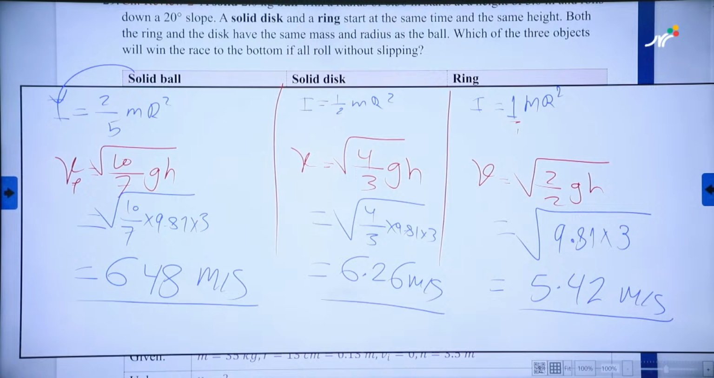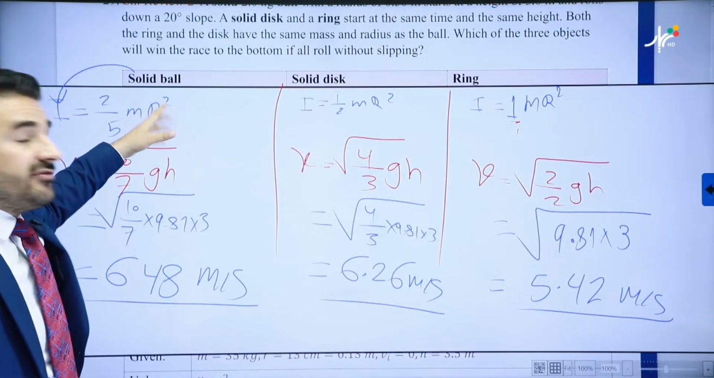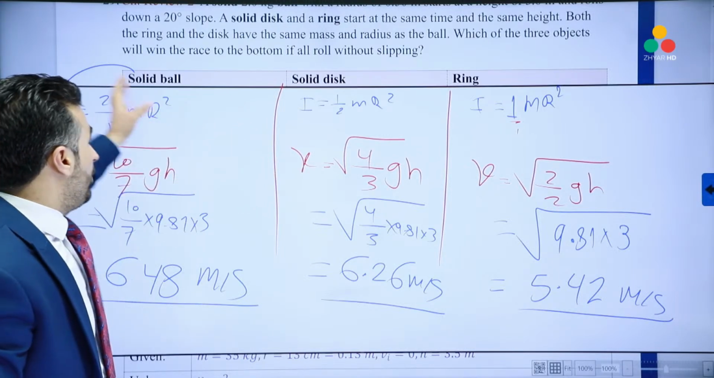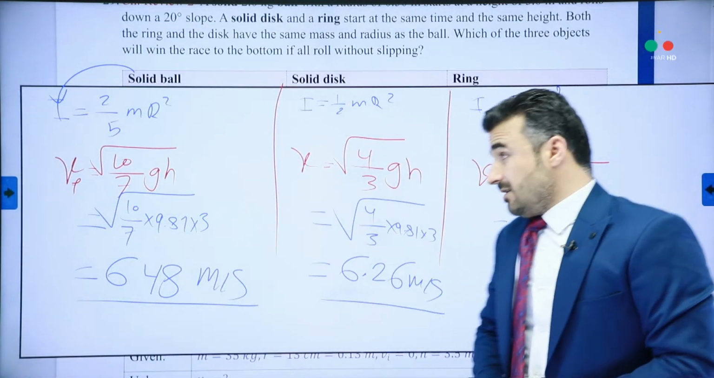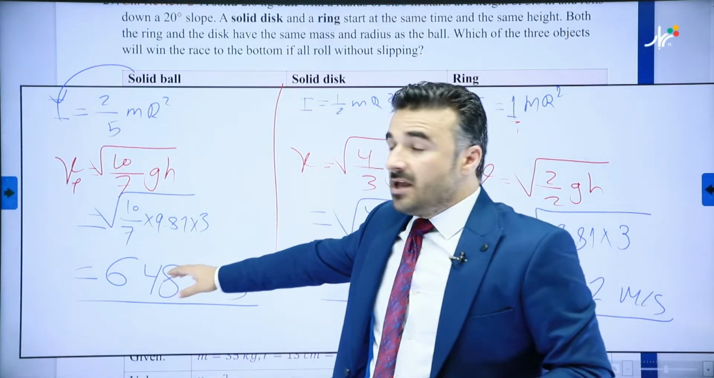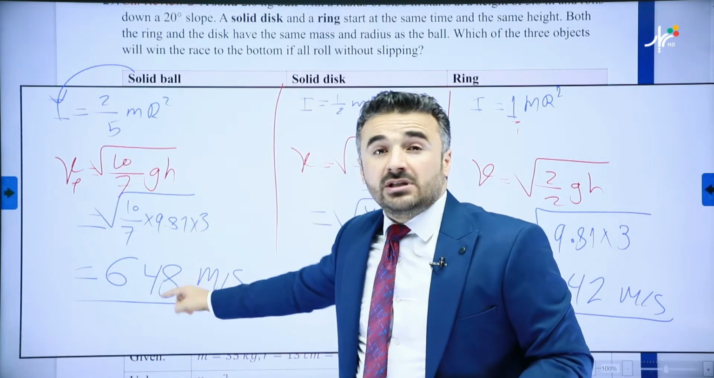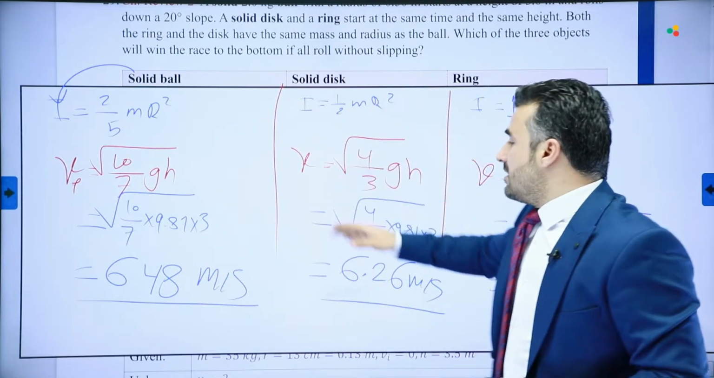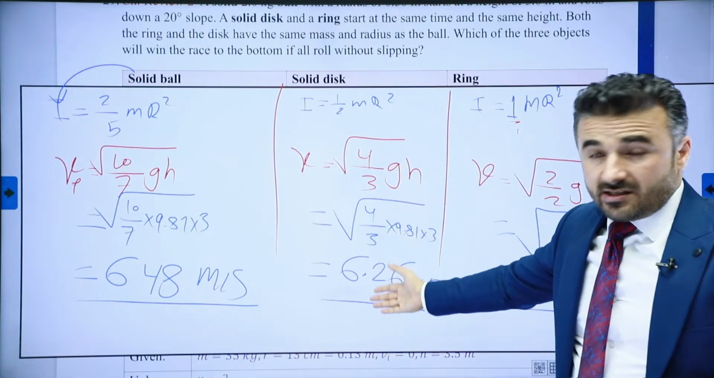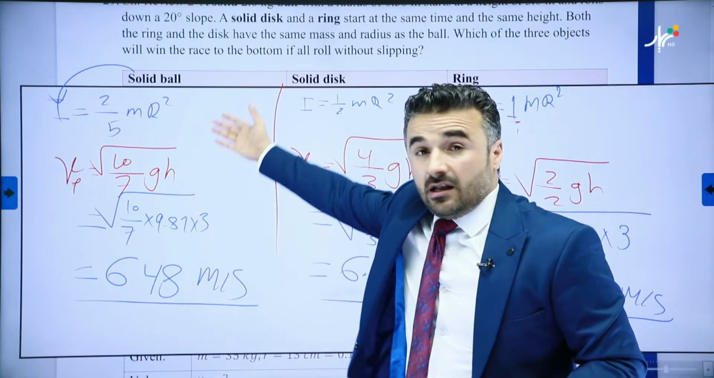These are remarkable results. Do you remember we said previously, when we were talking about moment of inertia of objects, that it depends on the shape, the radius and the mass distribution? We said the solid ball would win the race and reach the bottom of the incline first. You can see that the translational speed of the solid ball is the greatest, which is 6.48 meter per second. Then after the solid ball, which one comes second? Of course, the solid disk comes second, which is 6.26 meter per second, and you can see that it is less than for the solid ball.